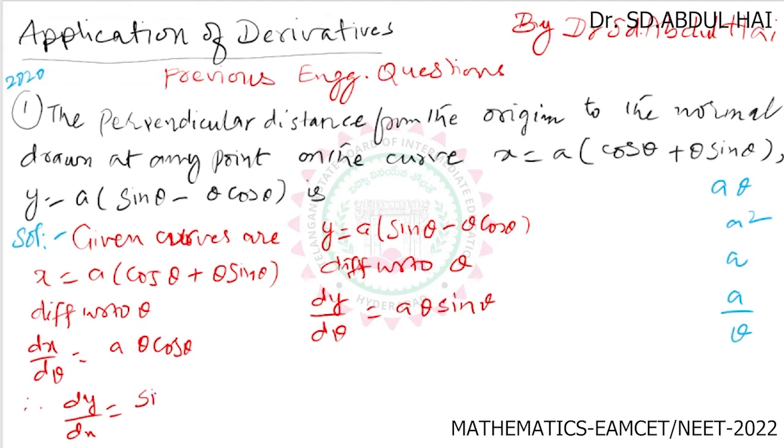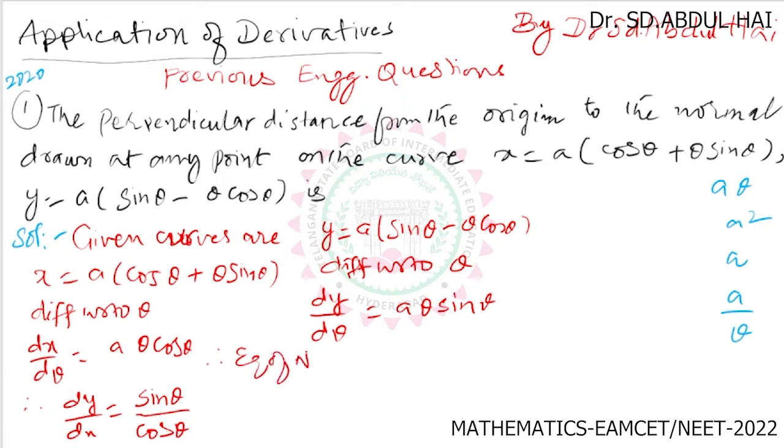So I can write this as sin theta by cos theta. This is the slope of the tangent. So the slope of the normal means it will be inverted. Now this is the first step. What is our second step? To find the equation of normal.